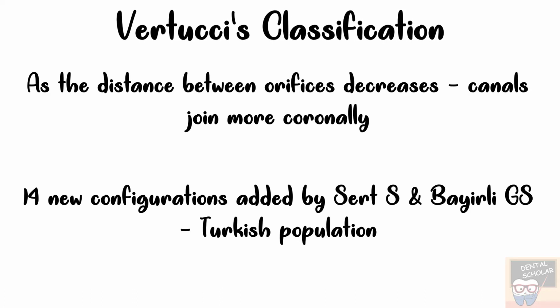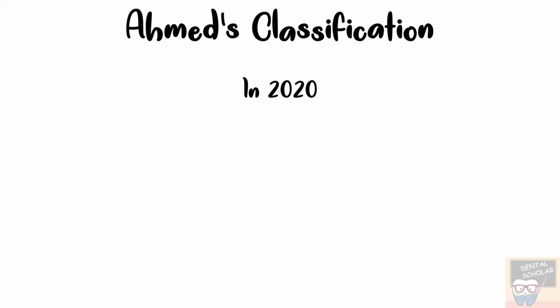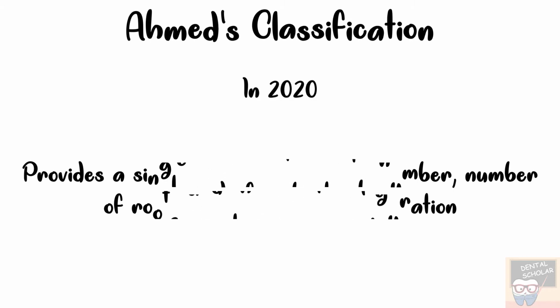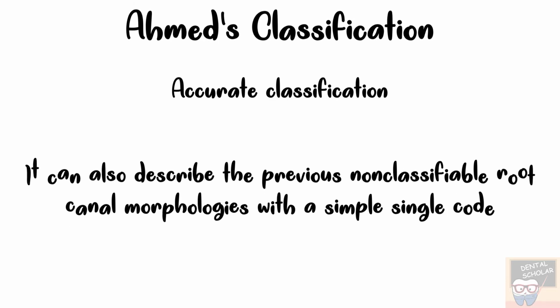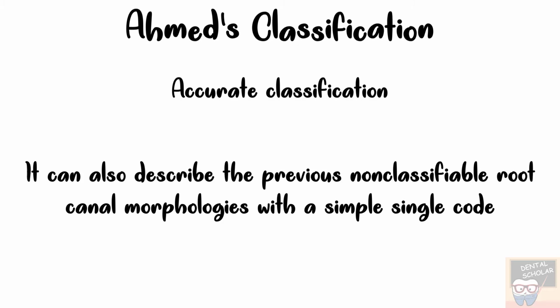Let's now go to a newer classification given by Ahmed in the year 2020. This classification provides a single code for the tooth number, the number of roots, and the canal configuration. So far, this is the most accurate classification and it can also describe the previously unclassifiable root canal morphologies with a simple single code. So just remember, this classification consists of a single code.